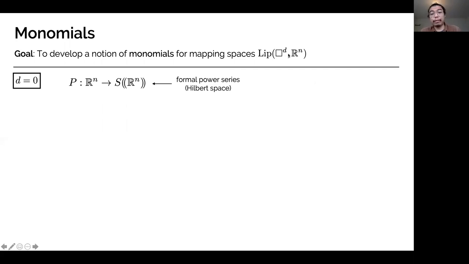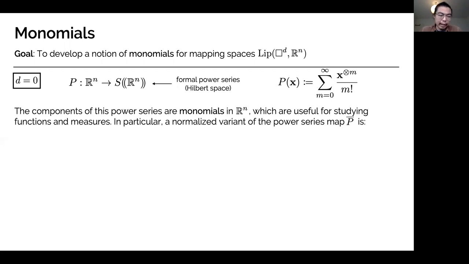To motivate this, I'm going to go through some things very quickly. If we think about the case of d equals 0, this is just ordinary monomials in R^n. I can think about the collection of all of the monomials on R^n using this map P, which is an element of this formal power series. What I'm doing is taking essentially iterated tensor products of each element. So I'm thinking about this formal power series as a power series of symmetric tensors. As I mentioned, the components of this power series, once we fix a basis of R^n, are just ordinary monomials. And this is extremely useful to study functions and measures in a very classical sense.